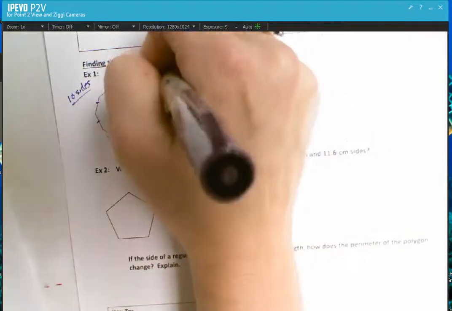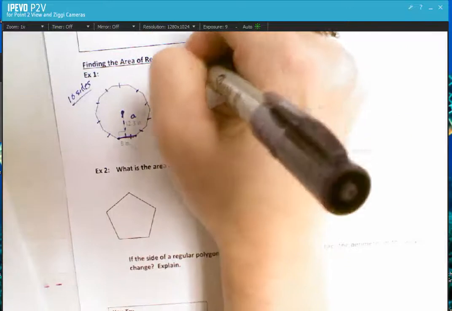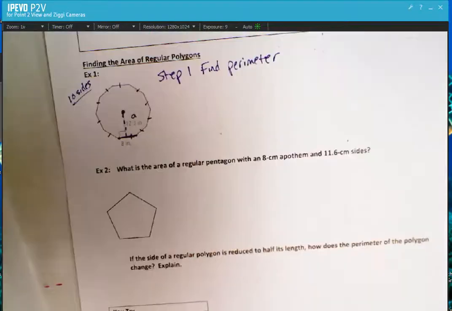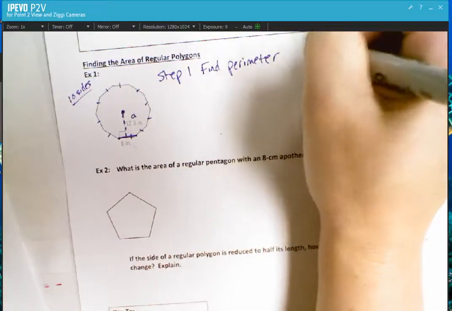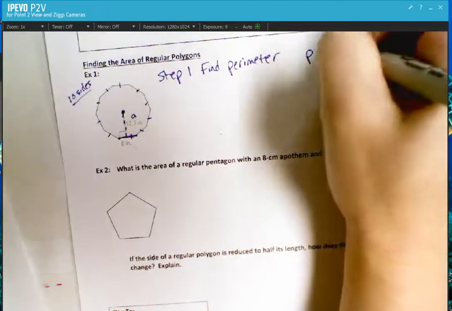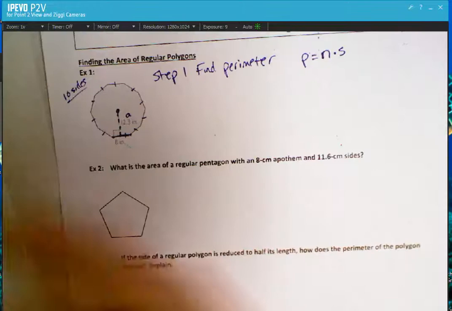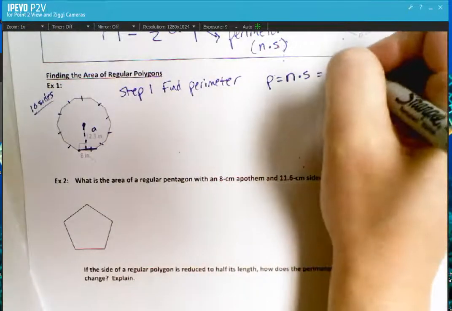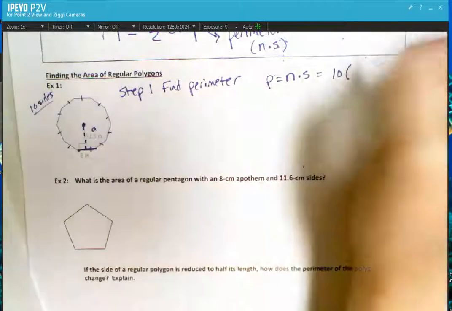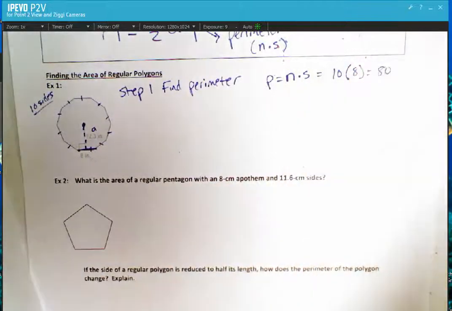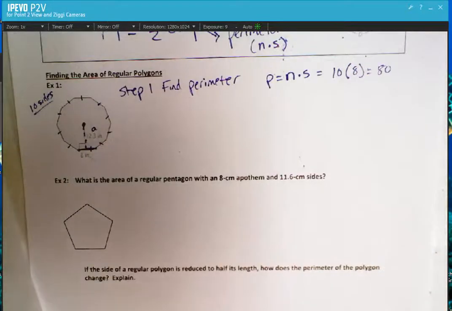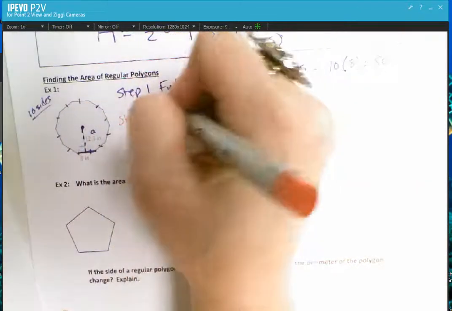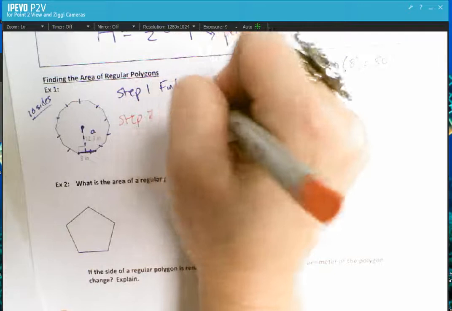So step 1: find the perimeter. We know the perimeter is equal to the number of sides times the side length. In this case I have 10 sides times 8 inches each, so my perimeter is 80 inches. Step 2 is to use the area formula.